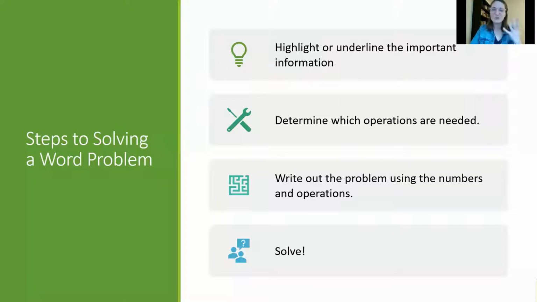So first we went over the steps to solving a word problem as we always do, and our steps are to highlight or underline the important information, to determine which operations are needed, and then to write out the problem using the numbers and operations. And from there, we can solve.